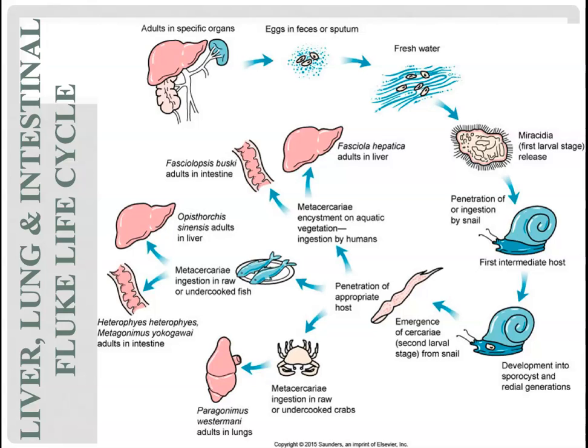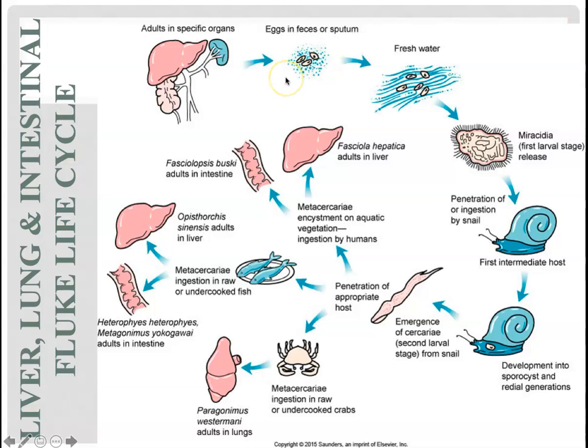Okay, I know this looks like a busy picture, but it's actually very simplified, and it's important because it's putting all the flukes together in one picture for you, except the blood flukes. But I'll mention that when it comes up. Okay, so this is your life cycle for the liver, lung, and intestinal flukes. So let's talk through it.